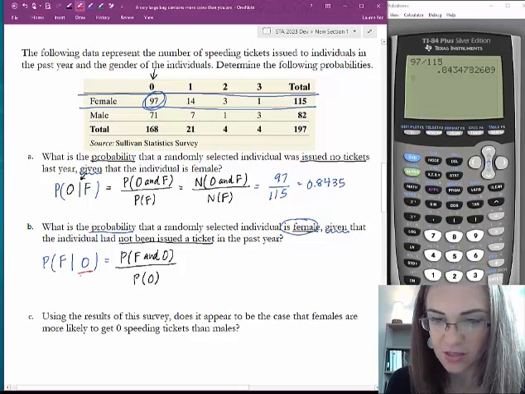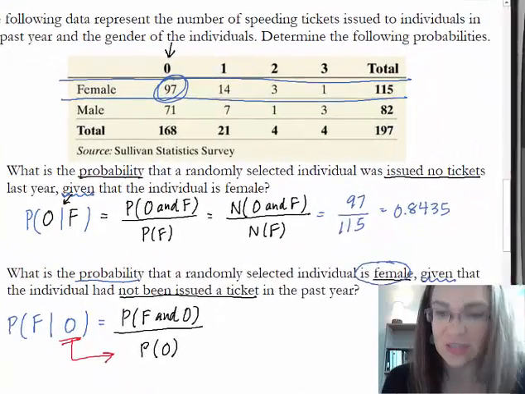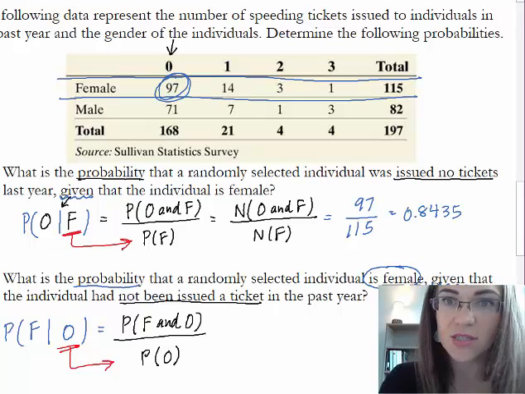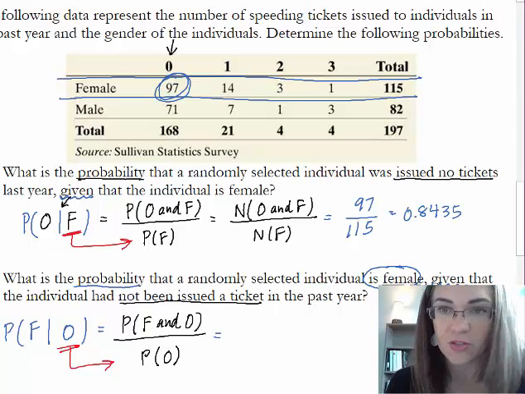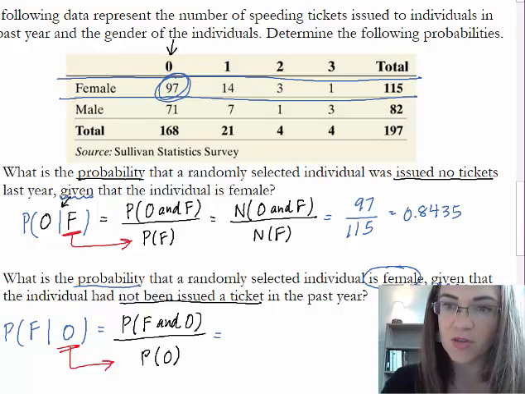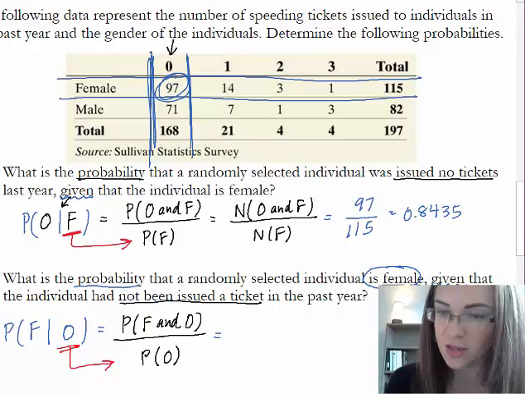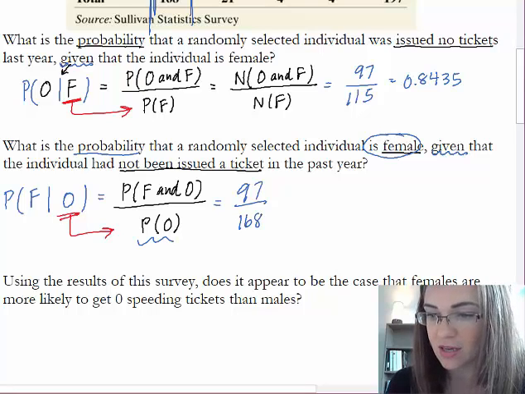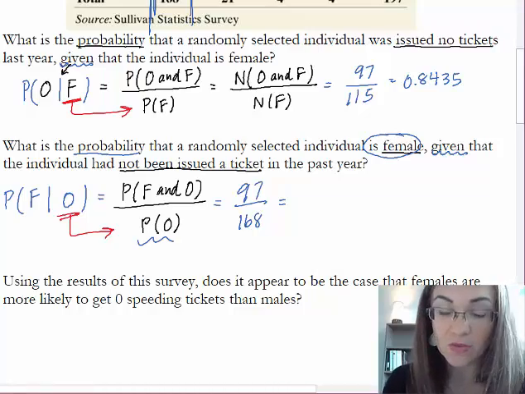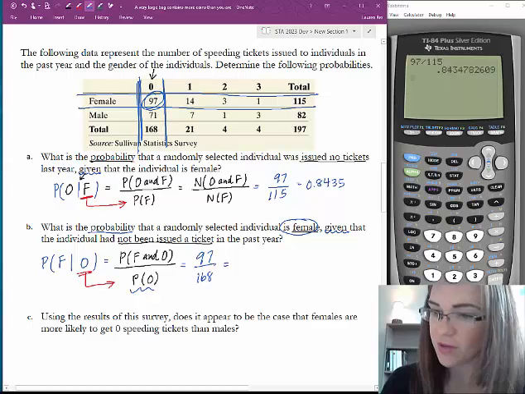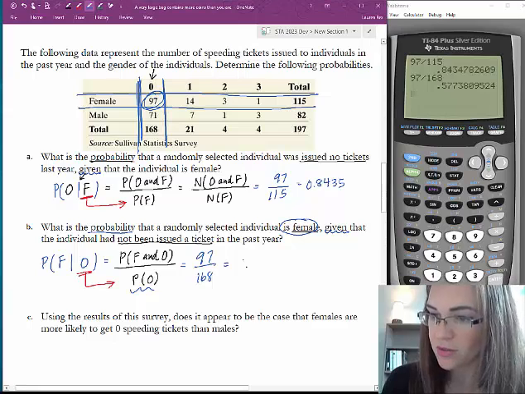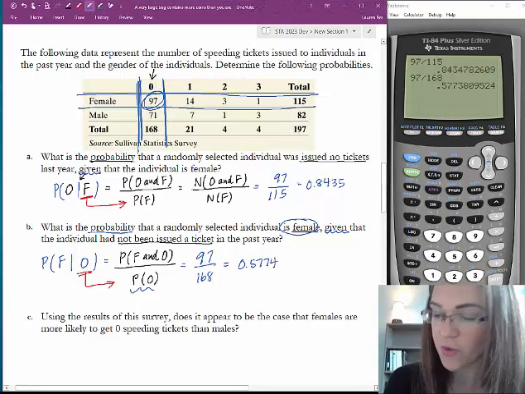Now that's a big change because the condition is what changes the sample space or changes the denominator. First it was females downstairs, now it's 0 tickets downstairs. Again, we can think of these as just raw numbers. So we're thinking of the number of females with 0 tickets. That was 97 still. But the total sample, now we're only looking at those who received 0 tickets, that was 168. So the probability among those with no tickets, the probability that an individual was female, is 97 divided by 168, or 0.5774.